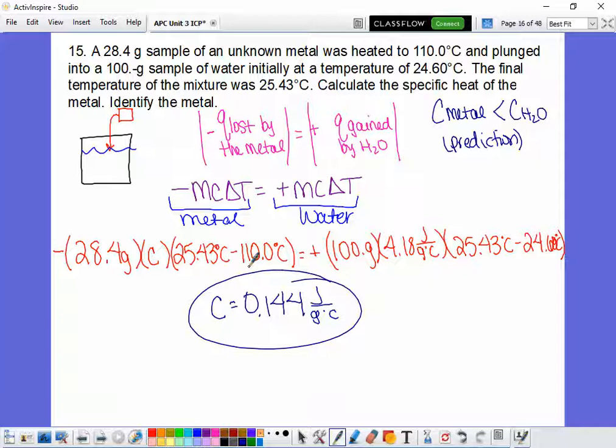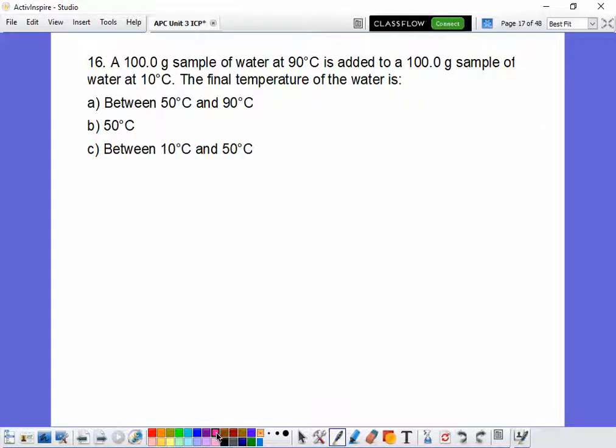All right, I just want to do a couple more. I'm not going to get through a lot more, but I just want to do two more real quick. Number 16 is actually really quick. We have a 100-gram sample of water at 90 degrees Celsius, and that's added to a 100-gram sample of water at 10 degrees Celsius. And we're going to figure out what the final temperature of the water is.